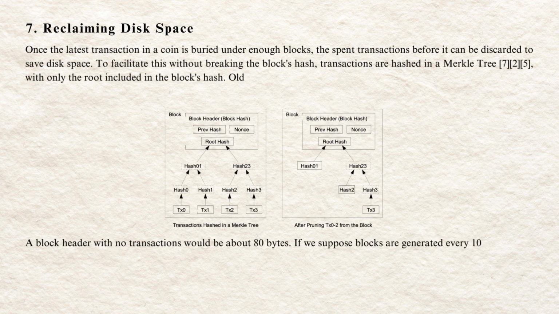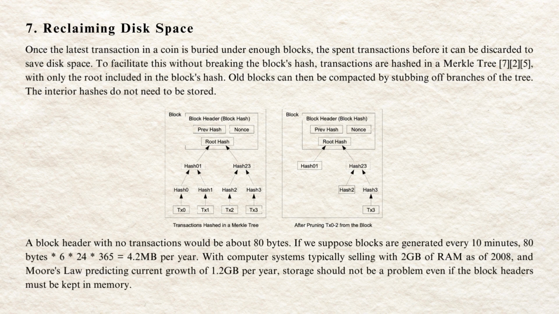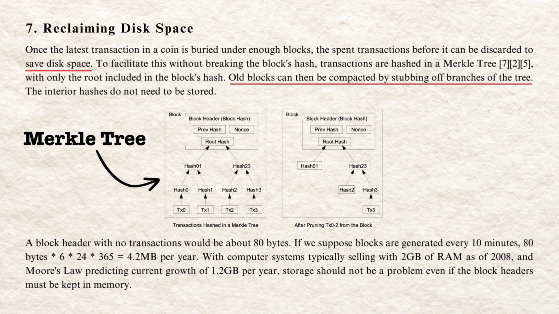Reclaiming disk space. Older Bitcoin transactions can be compacted into a structure called a Merkle tree. This tree format reduces storage space by summarizing multiple transaction hashes into a single hash. This means nodes don't need to check each transaction individually to validate past transactions. Essentially, this method compresses older blocks, decreasing the storage space needed for the blockchain.